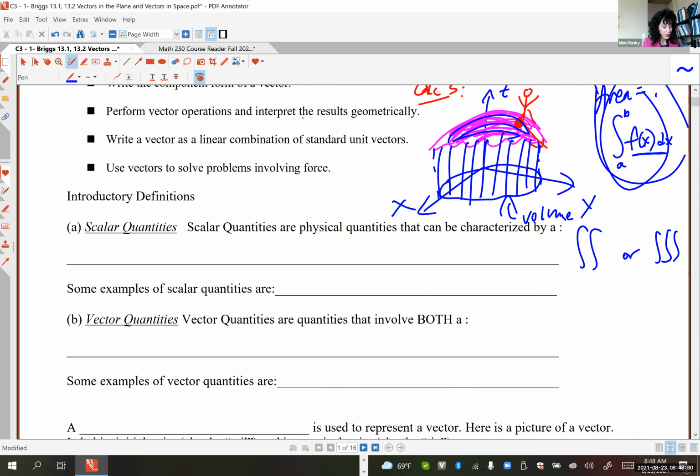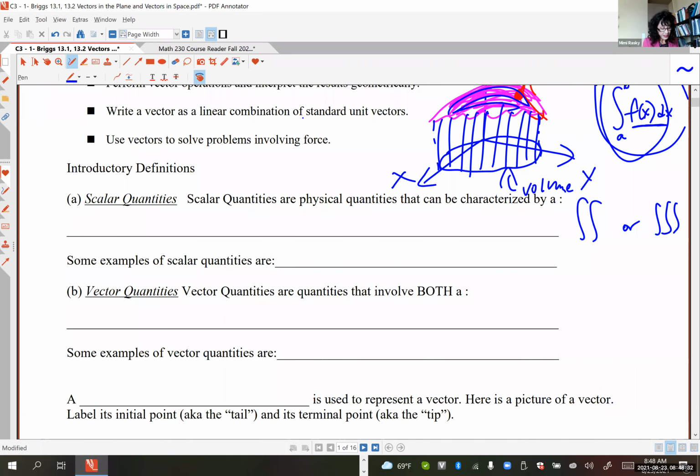2 dimensions. Okay, now let's get some definitions out of the way, and then we'll have some fun and play with vectors. So, introductory definitions. Scalar quantities. What the heck is a scalar quantity? You may have heard the word scalar before. Scalar quantities are physical quantities that can be characterized by a, and write this down, single real number. That's right, just a single real number. That's called a scalar.